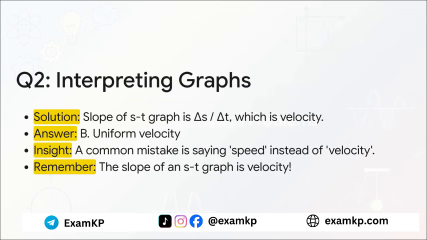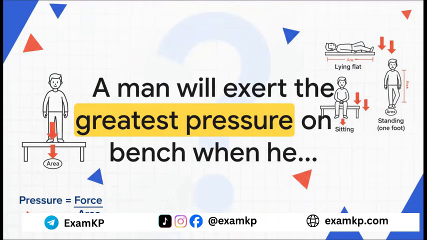Uniform velocity. But here's the exam tip, and it's a big one. So many people trip up and choose speed. Don't do it. Remember, displacement has direction. It's a vector. That means its rate of change, the slope, has to be a vector too, and that's velocity, not speed. Next up, question 3.